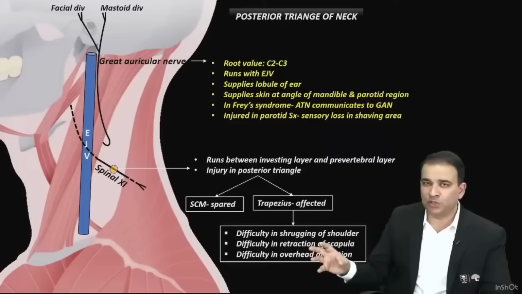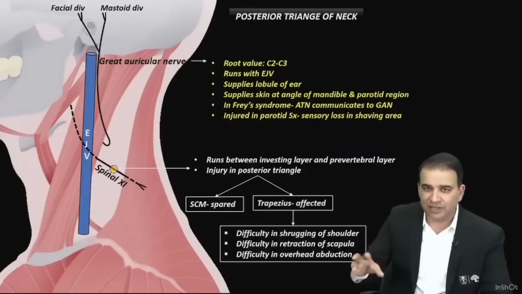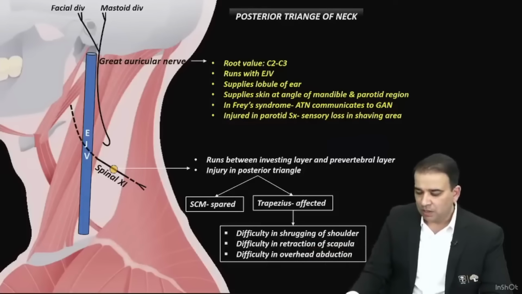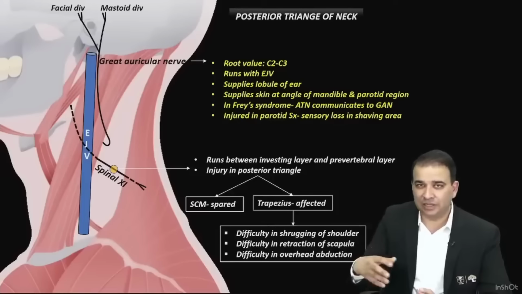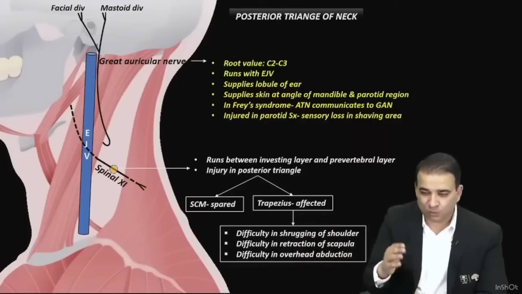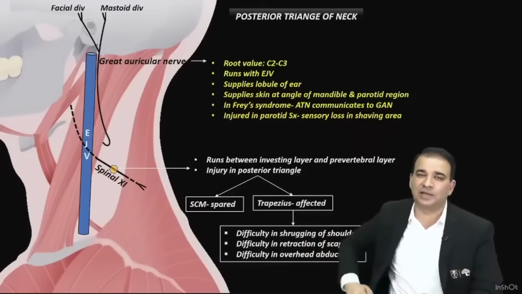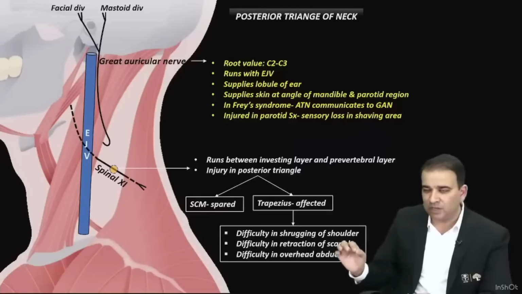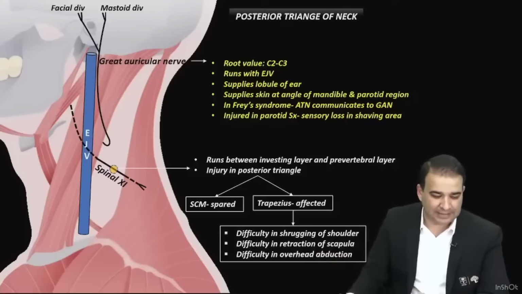Generally, when they ask a question like this, which muscle will get injured here, and when the spinal accessory nerve gets injured in the posterior triangle, what will be seen? Usually they will give you three features of sternocleidomastoid and one feature of trapezius. You basically have to eliminate the sternocleidomastoid features and just find out the feature of the trapezius muscle which will be affected in that case.